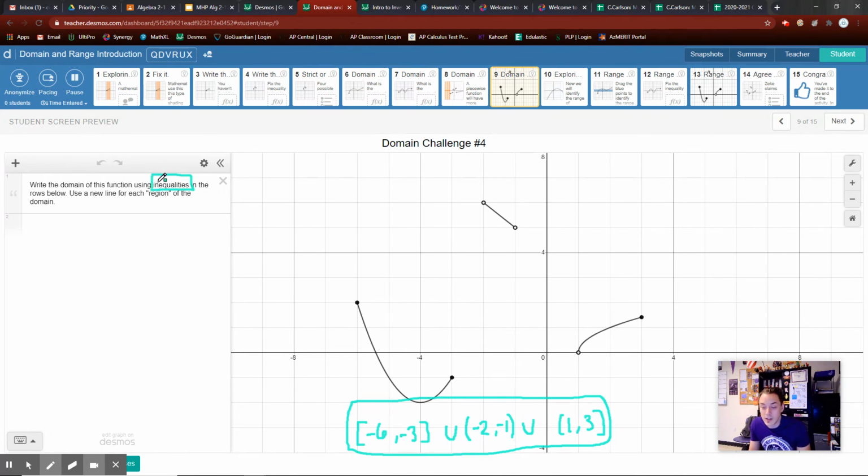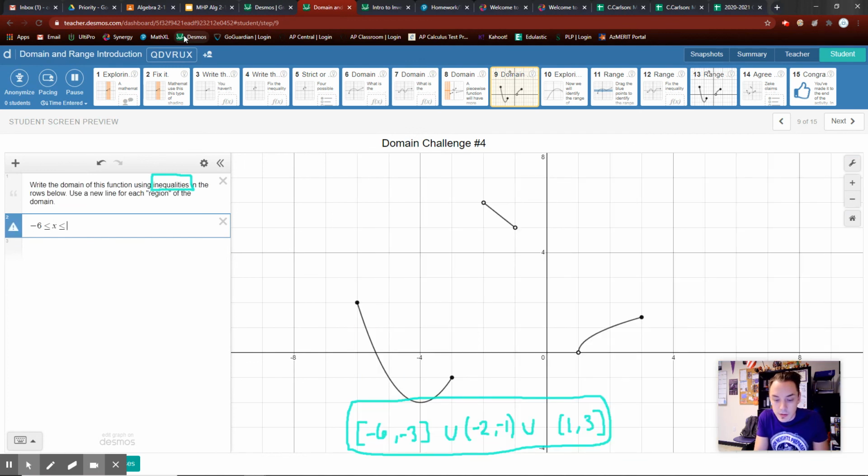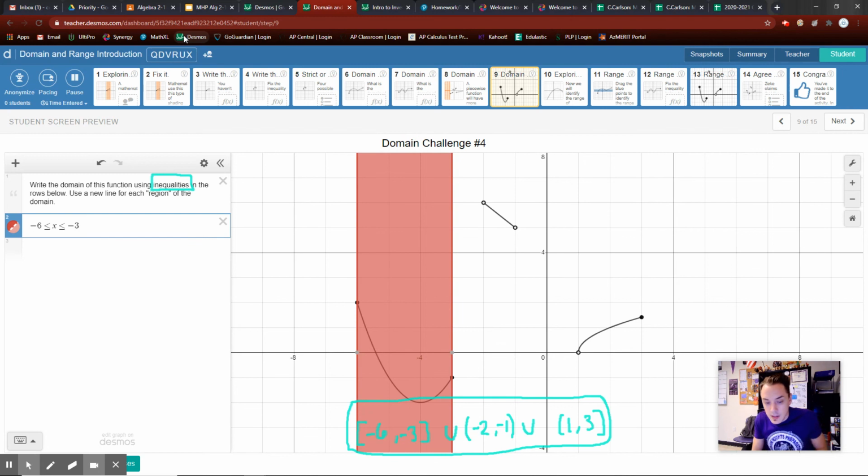So I swear to you, if I see anybody pasting this right here, I'm going to get super upset. Okay? Use inequalities. I'll even start it with you. Use a new line for each region. Use -6, then x, see how it's shading? Pretty cool, right? And then I'm going to use equals and then -3. Boom. So that's my first one.